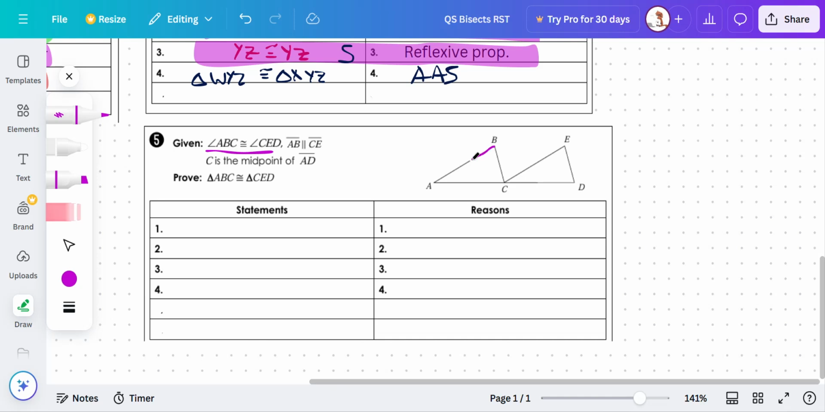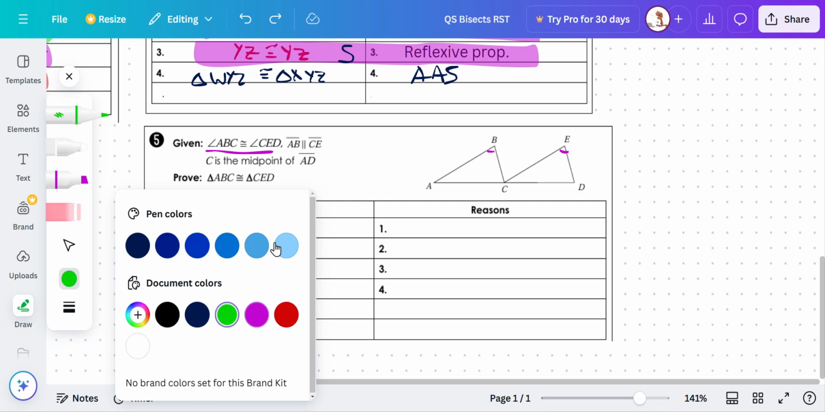So I know that ABC is congruent to CED. These are congruent. Ooh, that's ugly. There we go. So that is congruent to that. We could also, since they're all by themselves, just say that angle B and angle E are congruent as given.